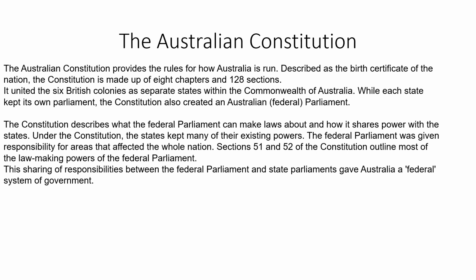Under the Constitution, the states kept many of their existing powers. The Federal Parliament was given responsibility for areas that affected the whole nation. Sections 51 and 52 of the Constitution outline most of the lawmaking powers of the federal government. This sharing of responsibilities between the federal parliament and state parliaments gave Australia a federal system of government.